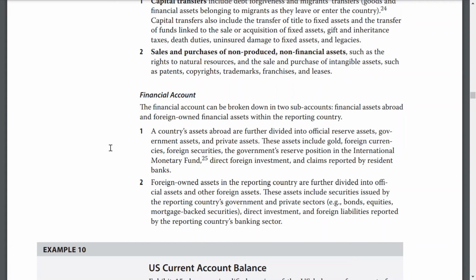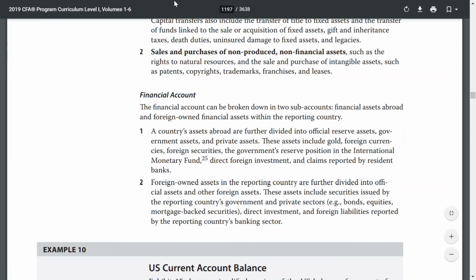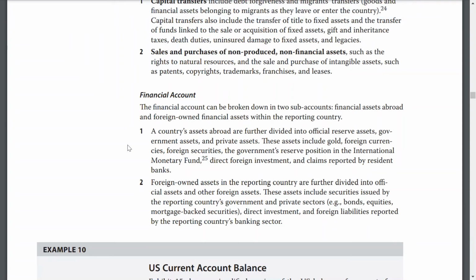The assets include gold, foreign currency reserves, foreign securities, reserve positions in the International Monetary Fund, direct foreign investment, and claims reported by foreign banks. Foreign-owned assets in the reporting country are further divided into official assets and other foreign assets. These assets include securities issued by the reporting country's government and private sectors, e.g. bonds, equities, mortgage-backed securities, direct investment, and foreign liabilities reported by the country's banking sector.